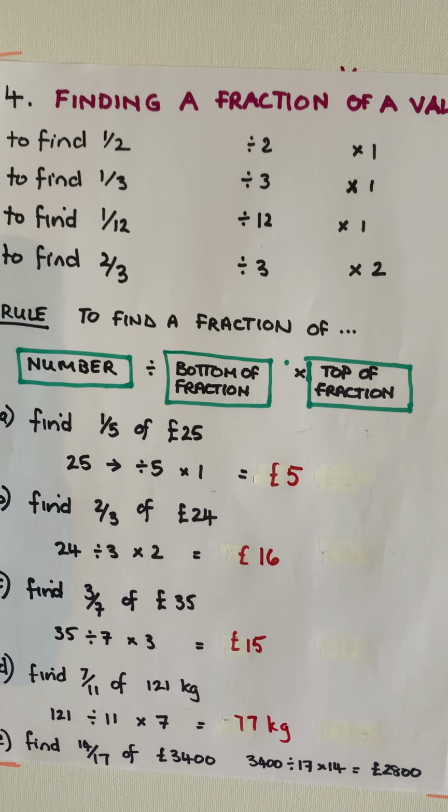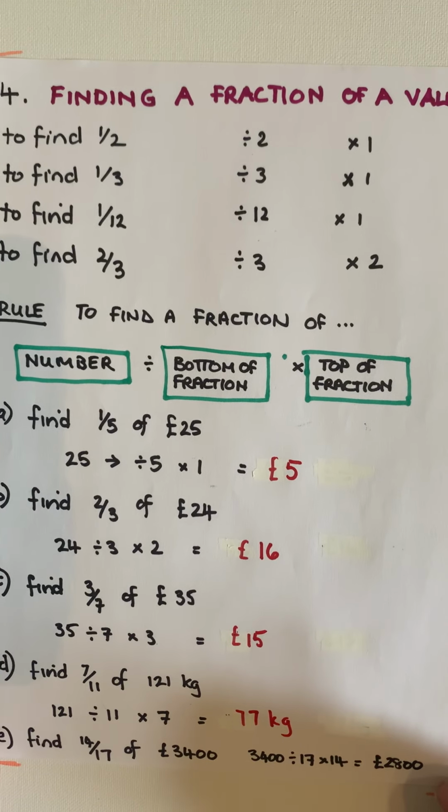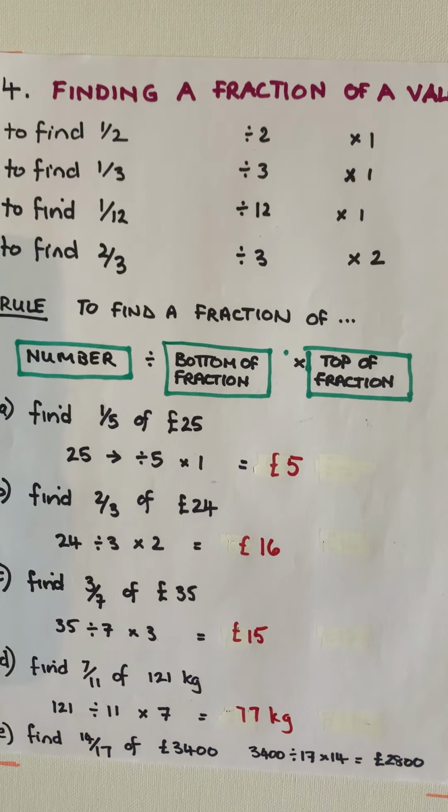All right. Now, I've popped one down here just at the end. That's quite a tricky one, but you could do it with a calculator. It says find 14/17 of 3,400. Don't let the big numbers put you off. Do the exact same method. The number, 3,400, divide by the bottom, multiply by the top. So that divided by that is 200. 200 times that is 2,800. Okay? That would probably be a calculator question.